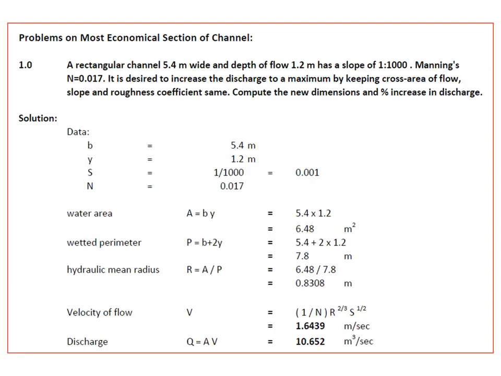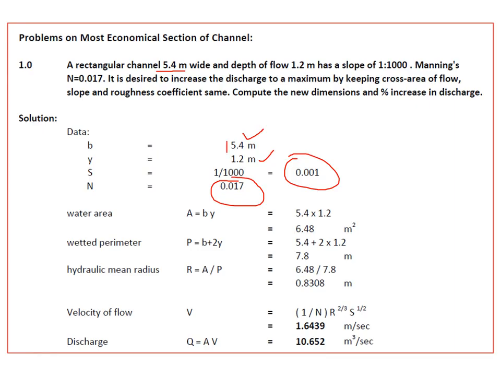Now, using the basics of whatever we derived for the most economical sections, I'll take up a problem. A rectangular channel is 5.4 meters wide, the depth of flow is 1.2 meters, and the slope is 1 in 1000, which is 0.001. Manning's n is given as 0.017. We have to increase the discharge to a maximum by keeping the cross-sectional area of flow, slope, and roughness coefficient the same.